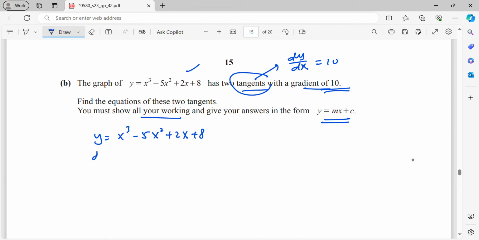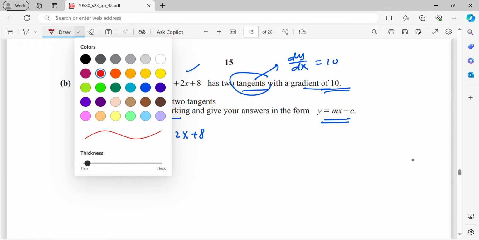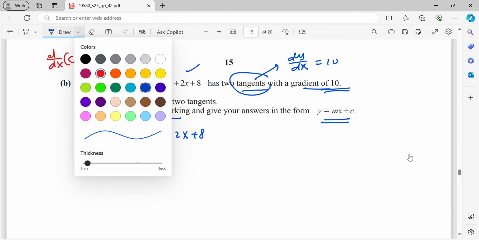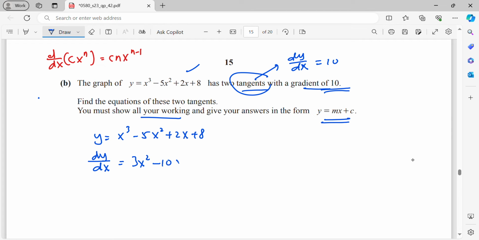So which means I need to differentiate. When you differentiate, the left side is dy/dx. Then on the right-hand side, when you differentiate x cubed, the answer is 3x squared. Then minus 5x squared. When you differentiate this, you are using the formula c x^n: the n is moved down, so c n x^(n-1). So when you move down the 2 and combine with minus 5, that is minus 10x to the power 1, because you keep reducing the original power by 1. Then the 2x becomes plus 2.